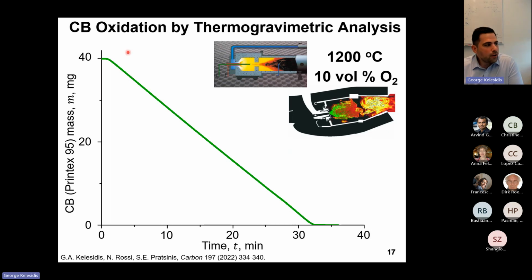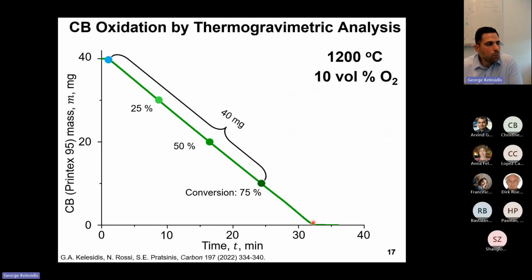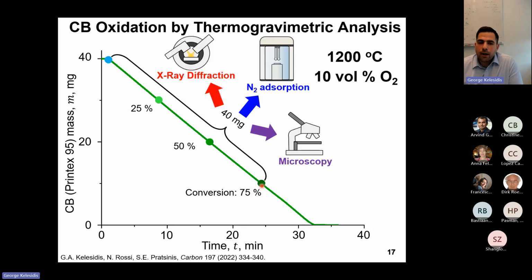So at these conditions, you can see that the carbon black mass is reduced linearly as a function of the residence time, and the carbon black is completely consumed by oxidation within 30 minutes. Now, we collected about 40 milligrams of carbon black at 0, 25, 50, and 75% of conversion by oxidation. And we used these nanoparticles to characterize their porosity using different kinds of techniques.